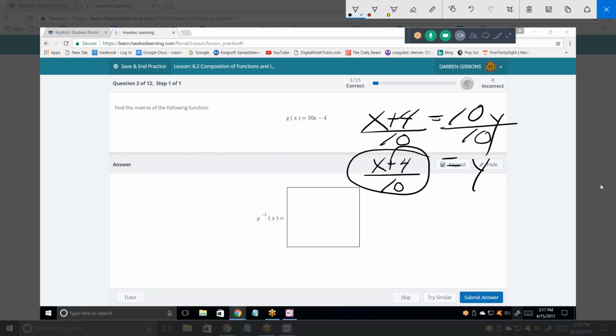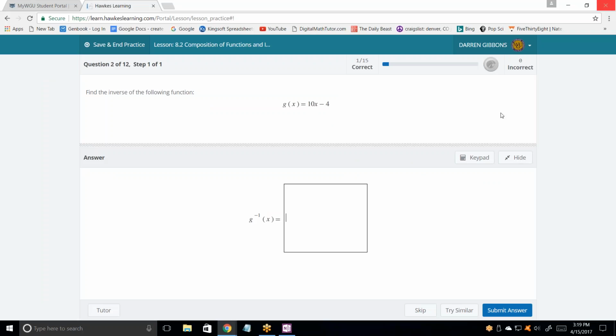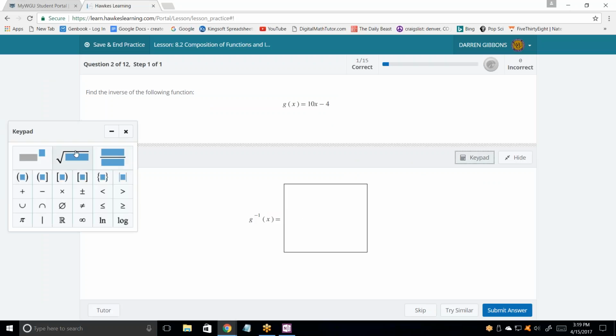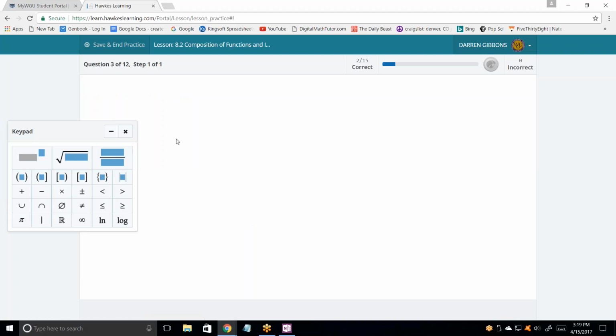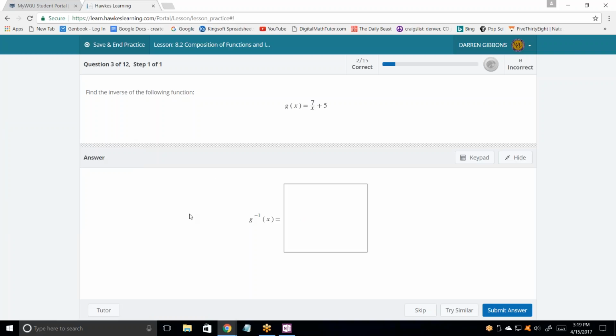In other words, once you've solved for y, once you switch the variables and solve for y, then you get a completely different looking function. It's not that function anymore. It's whatever you get when you solve for y after switching the variables. So x plus 4 divided by 10. Now, technically, I shouldn't really call that last thing y, because it's not the same as the original g of x. Okay? Let's do one more of these.